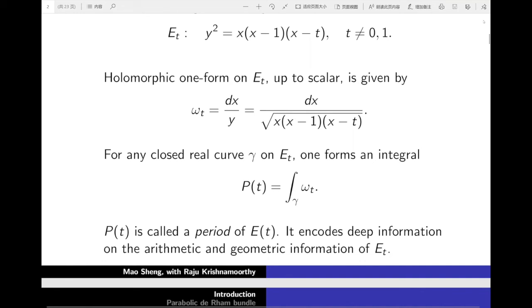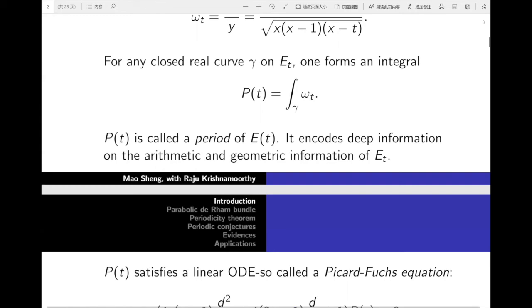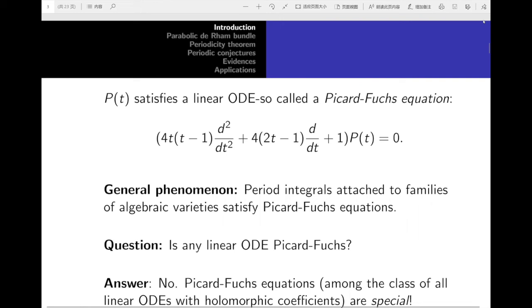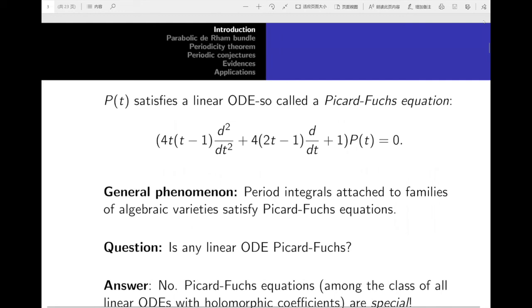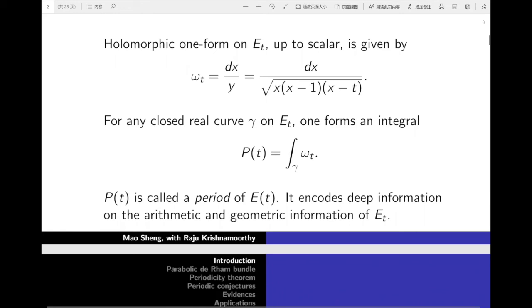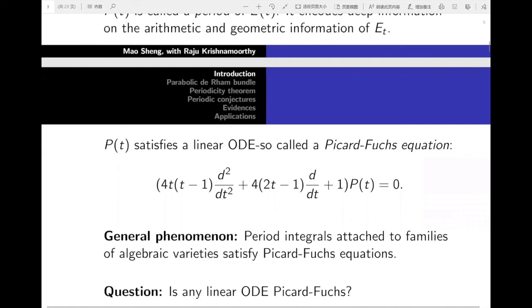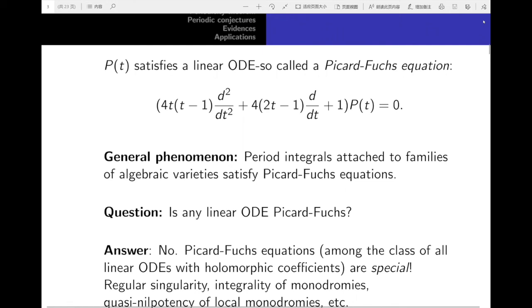But it's very hard to compute. The good thing is that this period satisfies some linear ODE, the so-called Picard-Fuchs equation. You can obtain this equation by continuously differentiating this form, up to some closed exact form, and then you compute this. So you get this equation. And we know that this is a general phenomenon: period integrals attached to families of algebraic varieties satisfy Picard-Fuchs equations.